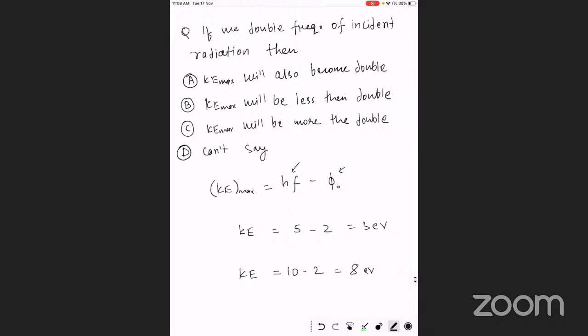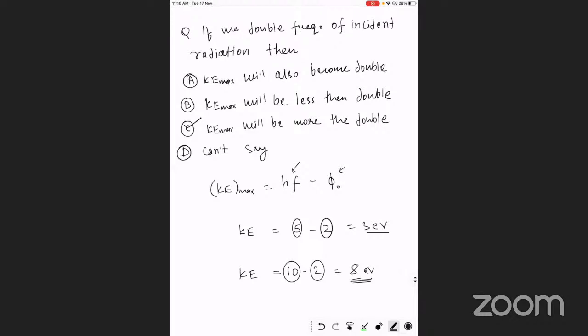Understood or not? If we double frequency of incident radiation, the maximum kinetic energy will be more than double. Could you understand that? It is 8, not 6. Incident energy 5 electron volt, work function 2 electron volt. So maximum kinetic energy 3 electron volt. Work function is still 2, but the incident energy is doubled. So the kinetic energy became more than double. Understood? Everyone?